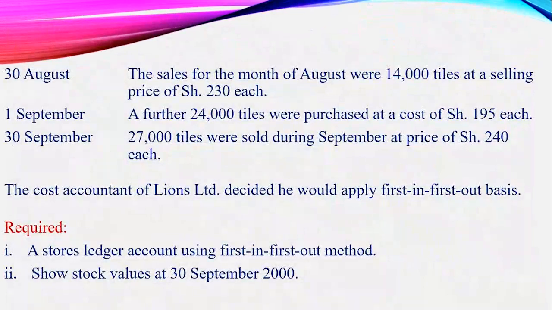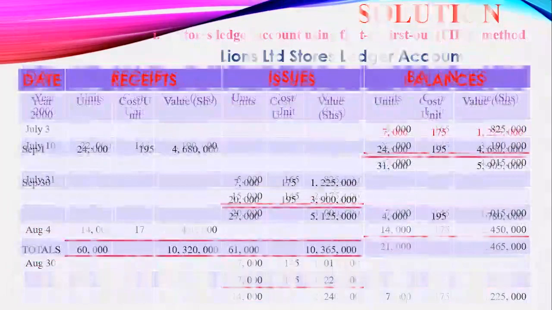On 30th of September, we are told that 27,000 tiles were sold. Yeah, so they sold 27,000 tiles. So here we are selling, so we are disposing of, we are getting this stock out of our stores and selling them off, and these ones are being sold at shillings 240 per tile. So let's get to recording that.